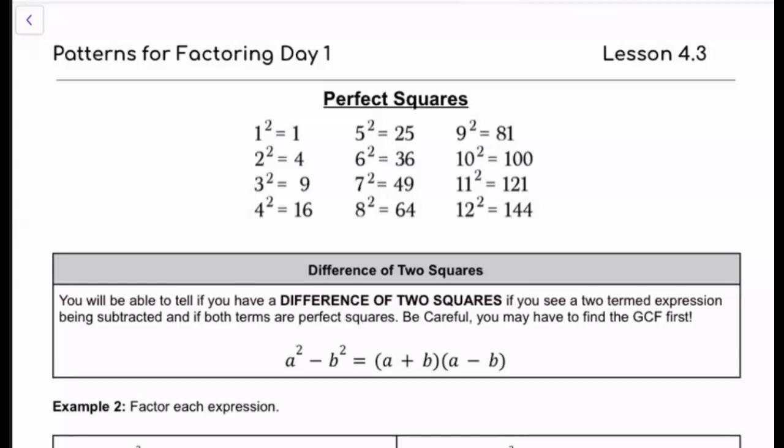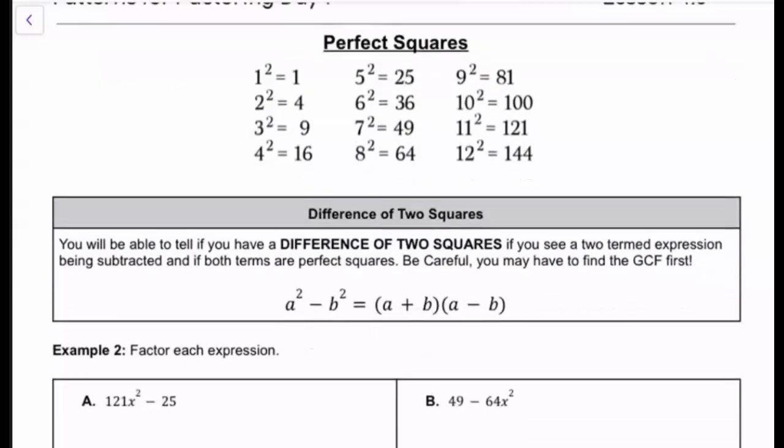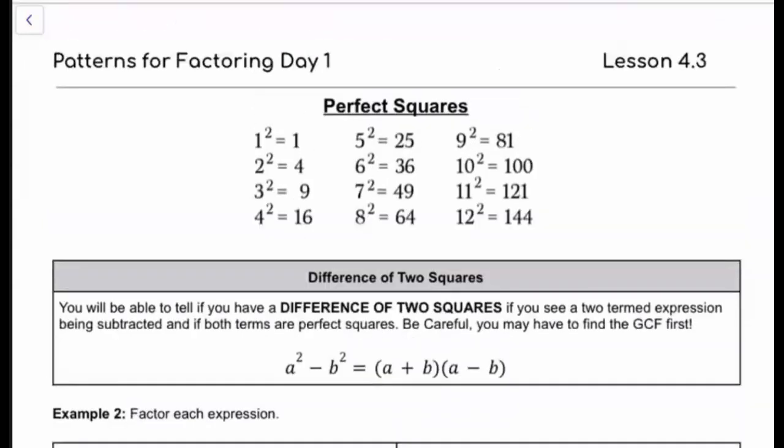This is our 4.3 lesson and it's still factoring, but a bit more specialized type of factoring, or patterns for factoring. So first we're going to start with a difference of two squares. Now when we say a difference of two squares, we mean that difference means to subtract, and difference of two squares means that we have two perfect squares.